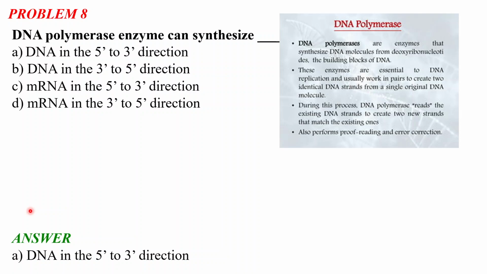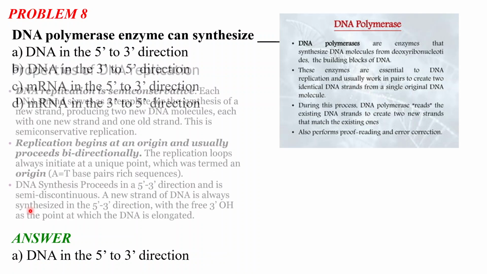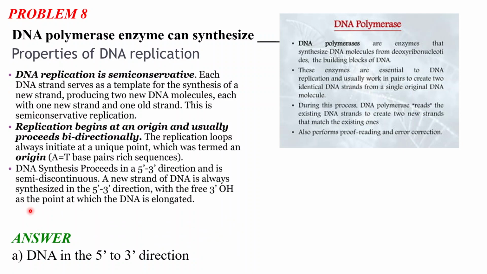During this process, DNA polymerase reads the existing DNA strands to create two new strands that match the existing ones. Also, it performs proofreading and error correction. So, the properties of DNA replication are: DNA replication is semi-conservative, meaning each DNA strand serves as a template for the synthesis of a new strand, producing two new DNA molecules, each with a new strand and an old strand. This is semi-conservative replication.